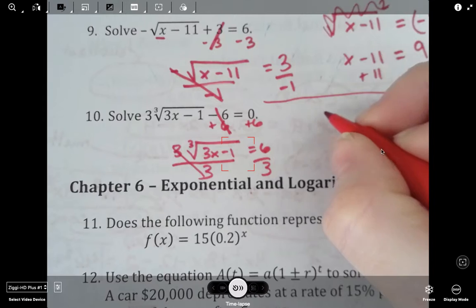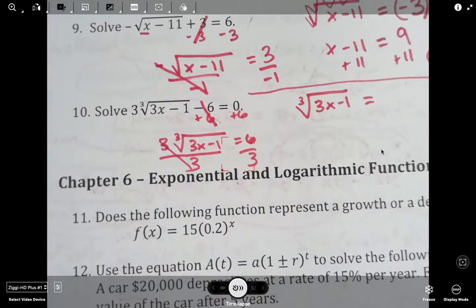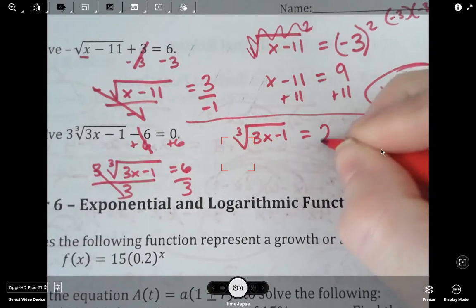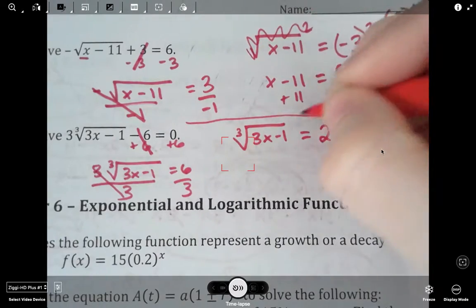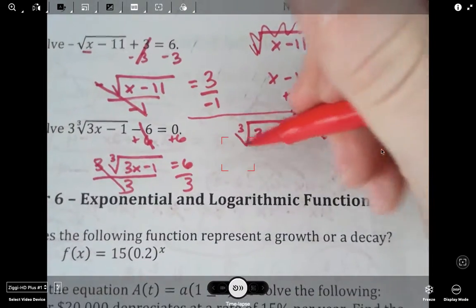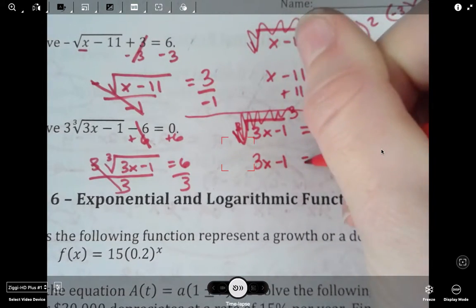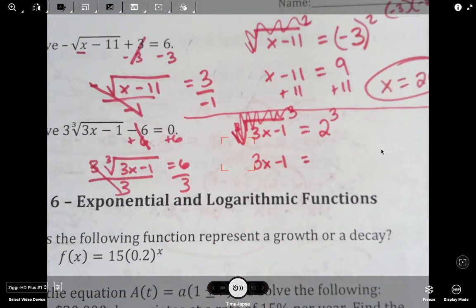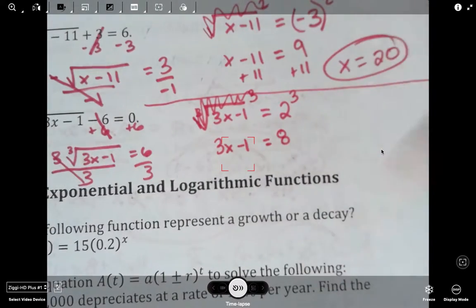Draw a line so I don't have a mess here. The cubic root of 3x minus 1 equals 2. And then what? How do you get rid of a cubic root? You cube it, you take it to the third power. So this goes away, and I just have 3x minus 1 and 2 to the third power. That means 2 times 2 times 2, and that is 8.